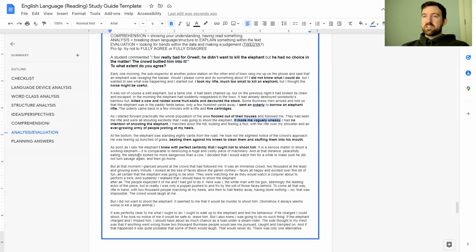It's a serious matter to shoot a working elephant, comparable to destroying a huge and costly piece of machinery. So now we have another reason not to kill the elephant, the fact that it would be bad financially.